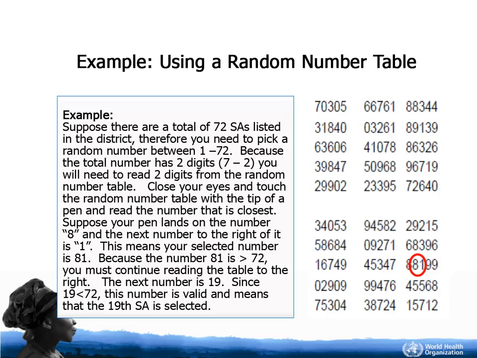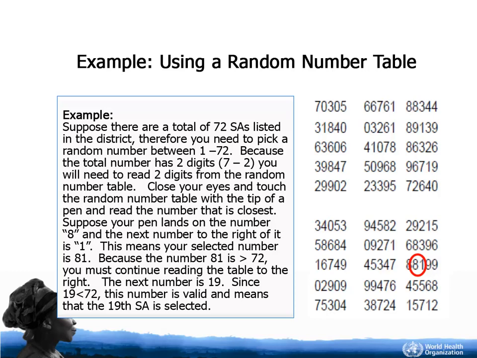If there are 72 essays in the district, you would need to choose a number between 1 and 72. Because the total number has 2 digits, you will need to read 2 digits from the random number table. Close your eyes and point to the random number table with the tip of your pen. Suppose your number lands here, on the number 8. As you are collecting 2 digits, the number is 81.